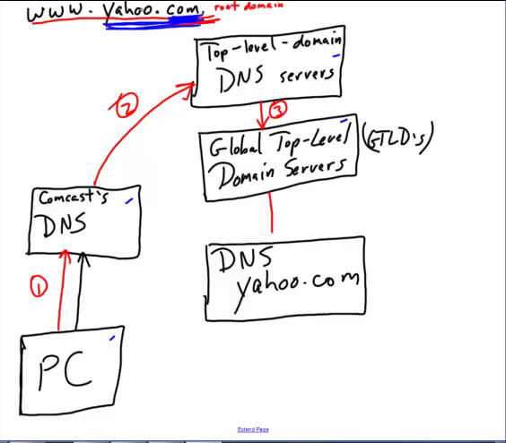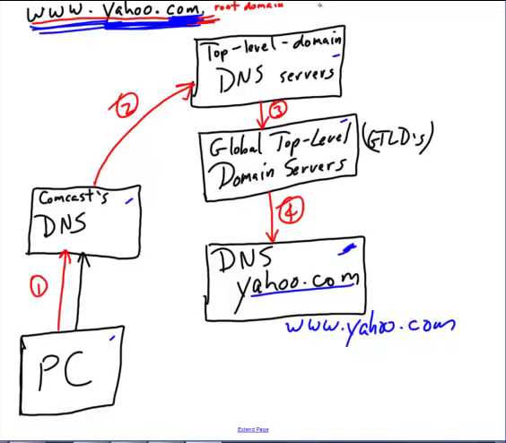So that's the next step of the chain of events. Now, at this point, we have gotten to a server that knows how to resolve yahoo.com host names. Well, that means that this server knows how to resolve that host name, www.yahoo.com. They maintain the database of all those computer names.